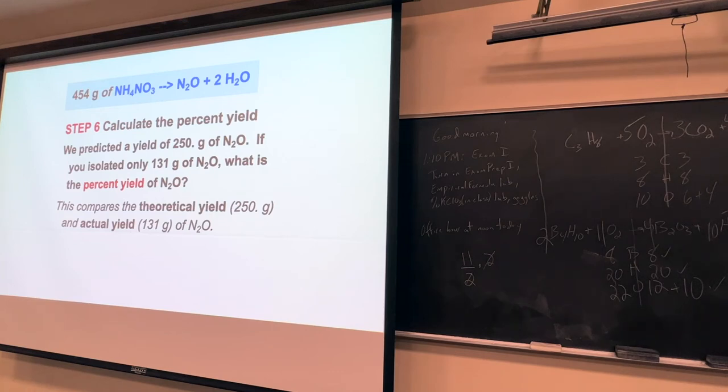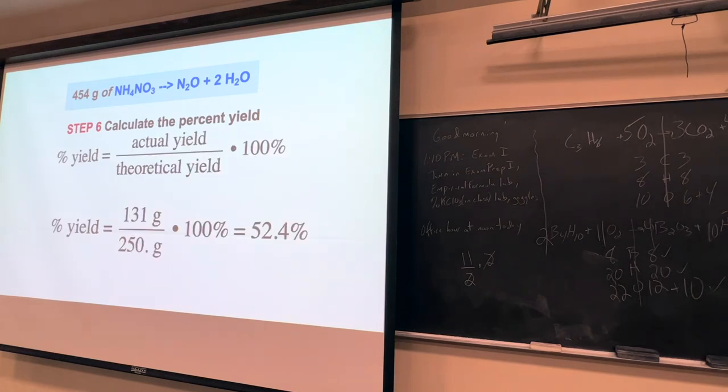But what we can do to talk about the efficiency of this reaction is to talk about the percent yield of the reaction. And the percent yield is nothing more than the actual yield divided by the theoretical yield. Now, the theoretical yield for N2O we saw earlier was 250 grams, and that's the maximum amount we should get out. But for whatever reason, we only got out 131 grams. This number is called the actual yield. All right, it's how much you actually got out of the reaction. So actual divided by theoretical times 100%, in this case, the percent yield was 52.4%.